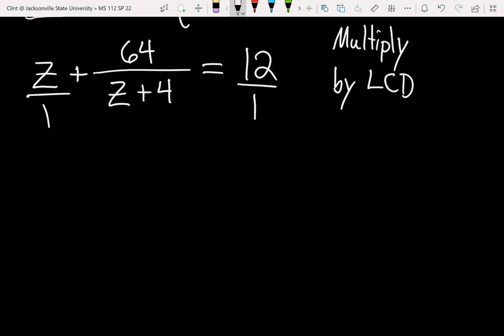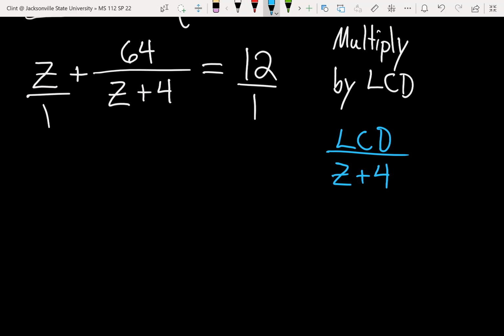So what would our least common denominator be on this one? I only got one denominator that's not a 1. Z plus 4. Yeah, thank you. Z plus 4. So I'm going to multiply every term by z plus 4. Okay.